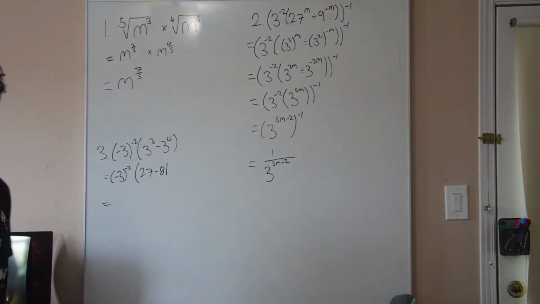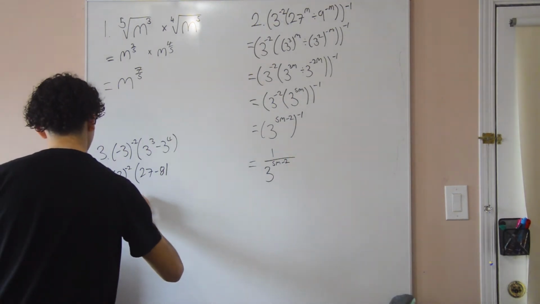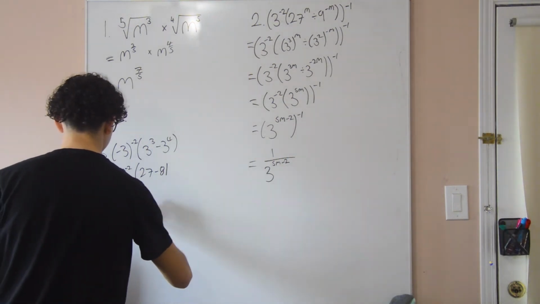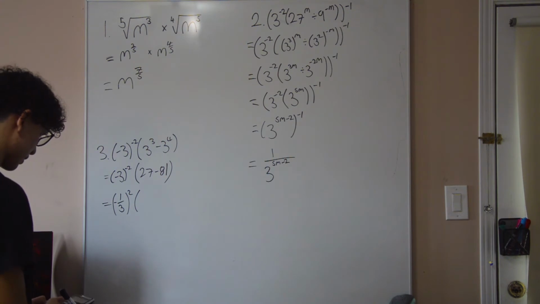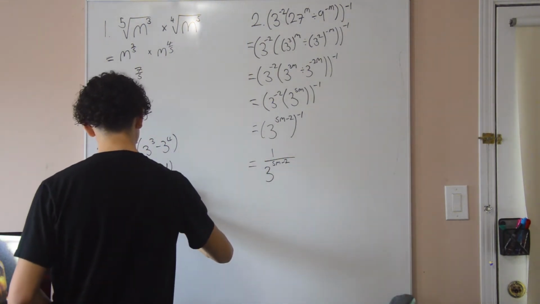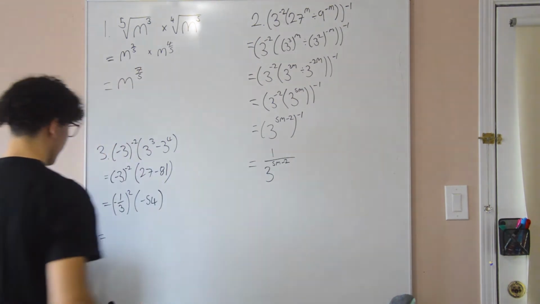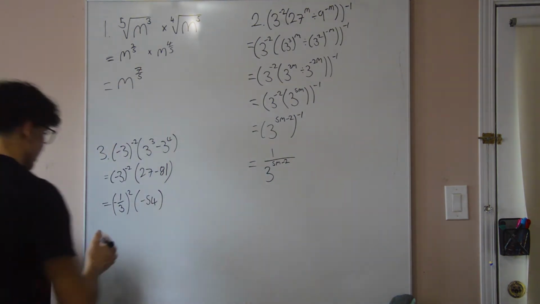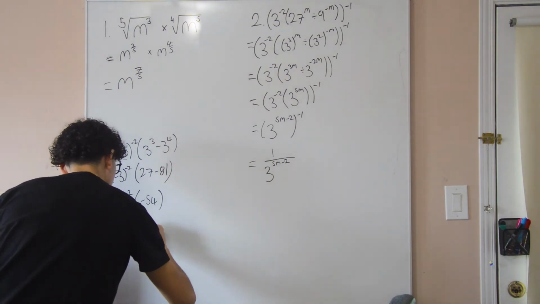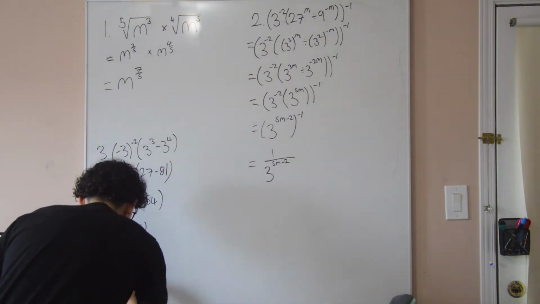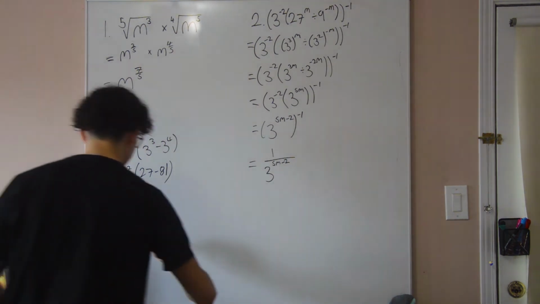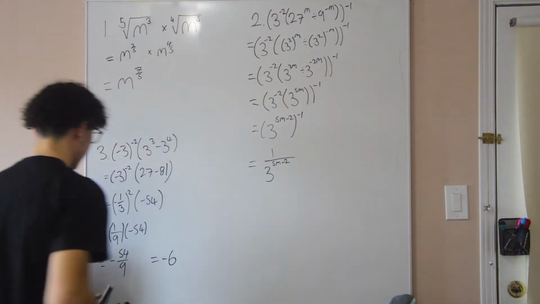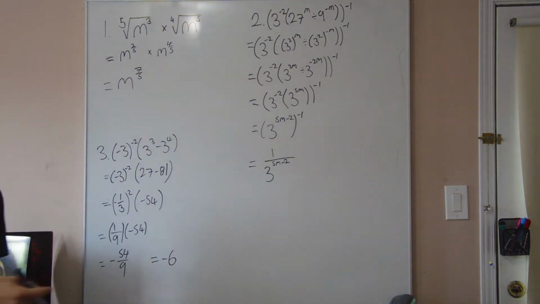And then negative 3 to the negative 2 is negative 1 over 3 squared times 27 minus 81. So 27 minus 81 is negative 54. From here we have negative 1 over 3 squared is just 1 over 9 times negative 54. Negative 54 over 9. Just like that. And I'm hoping you guys see that that can actually be simplified to negative 6 as our final answer. Because 54 divided by 9 is 6, and we had a negative in front.